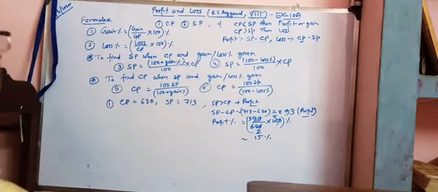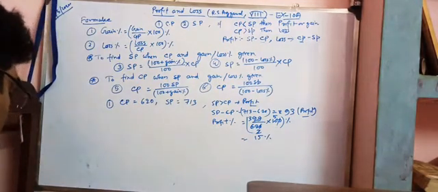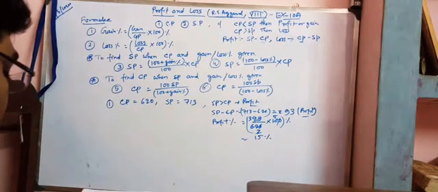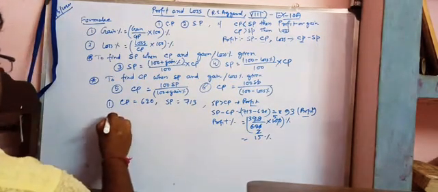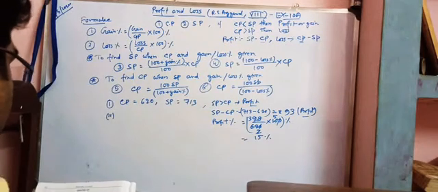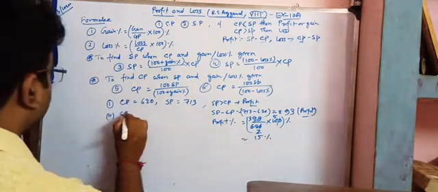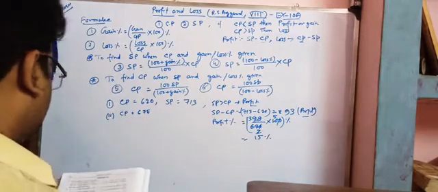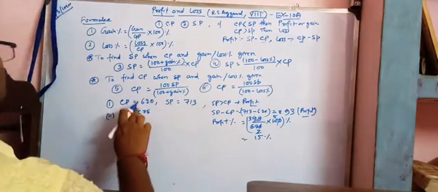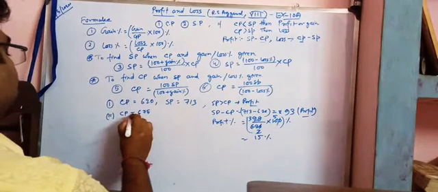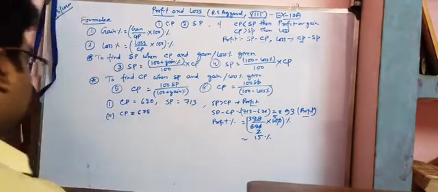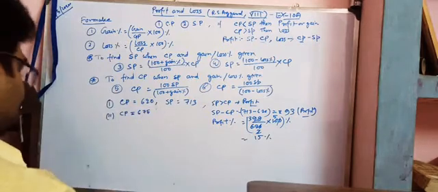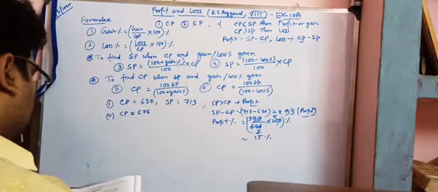Similarly, I am taking another question from exercise 10A. The question is question number 2. CP is equal to rupees 675. This rupees sign should be there. You should give the rupees sign. Actually, I am not giving it because of the space, but you should.